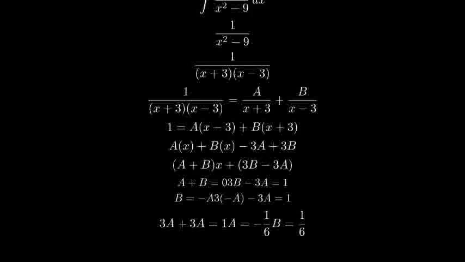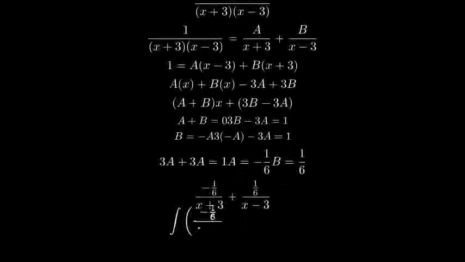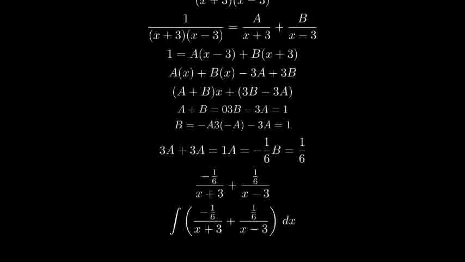Now, return to the partial fraction decomposition and write the expression with the values of A and B we have found. As a result, we have that the original integral is equal to the integral of negative 1/6 over x plus 3 plus 1/6 over x minus 3 dx. Now we integrate each term separately.